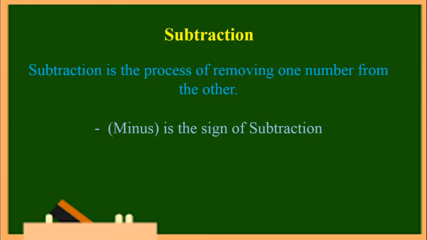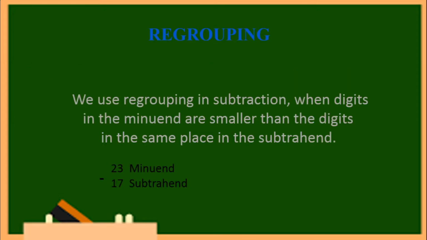Subtraction is the process of removing one number from the other. Minus is the sign of subtraction. We will see what is meant by regrouping. We use regrouping in subtraction when digits in the minuend are smaller than the digits in the same place in the subtrahend. A number from which a number is subtracted is called minuend, and the number that is subtracted is called subtrahend.